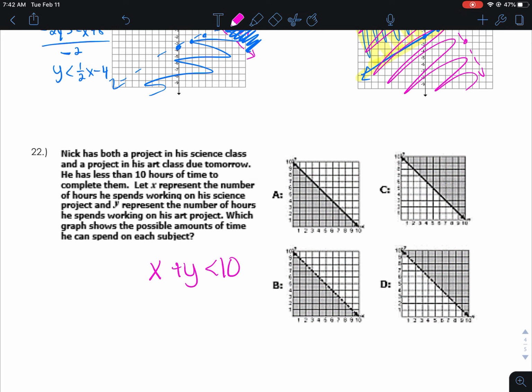So if you remember back in our notes, we did a problem like this, but essentially you can use intercepts. And actually with the shading on this one, you can get the answer immediately. The only one that has less than, which is under the graph and a dotted line, is B.